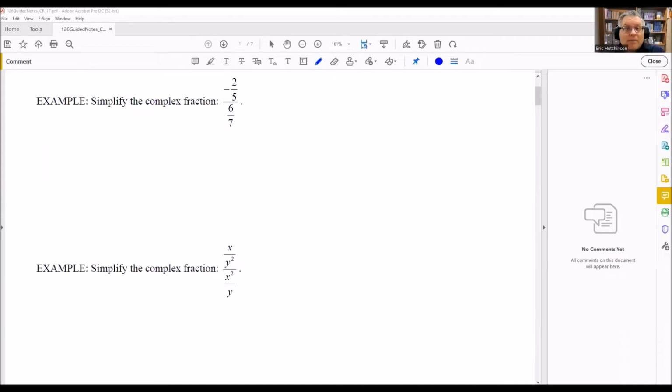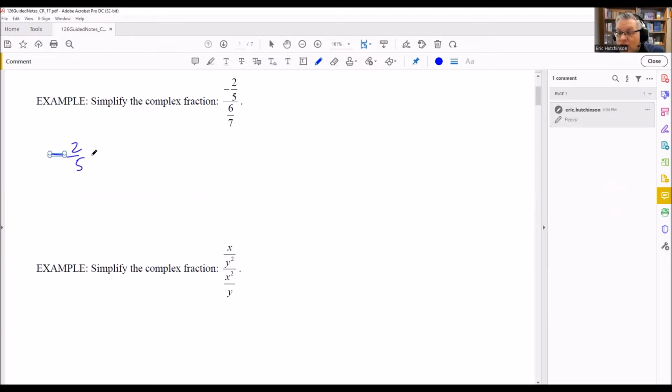We're going to talk about complex fractions, which is basically one fraction over another fraction. Now, the way that we can get rid of these is you can turn this division problem into multiplication. You're going to take the top fraction the way it is, and multiply it by the reciprocal of the bottom fraction. So for a problem like this, it would be -2/5. We're multiplying it by the reciprocal of the bottom.